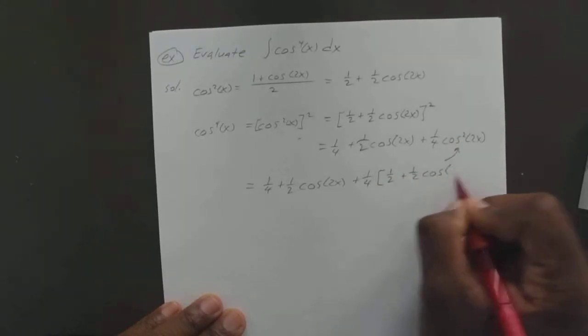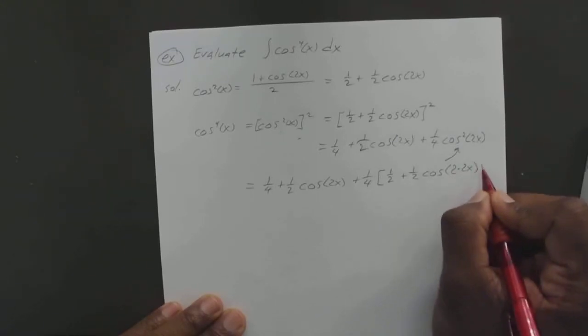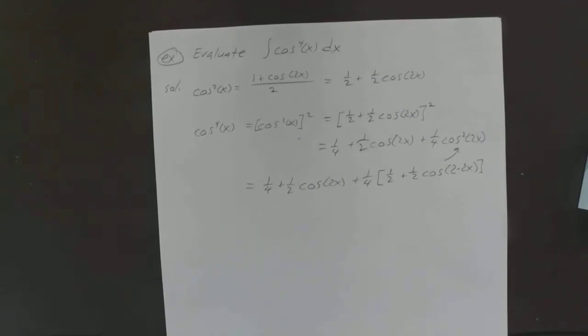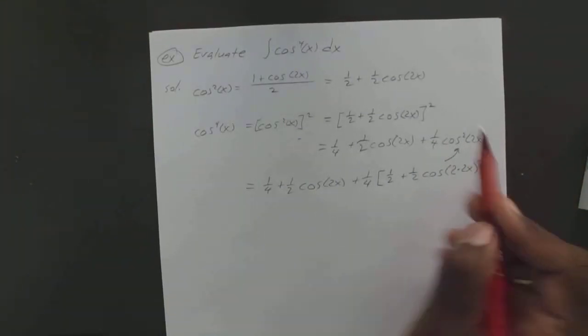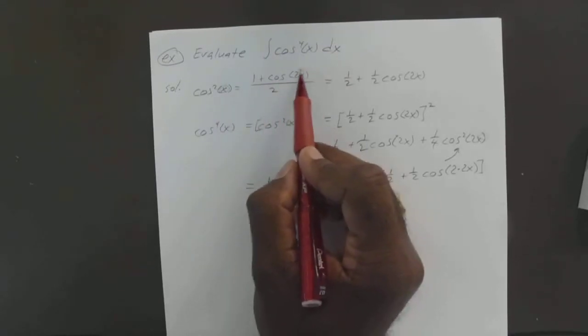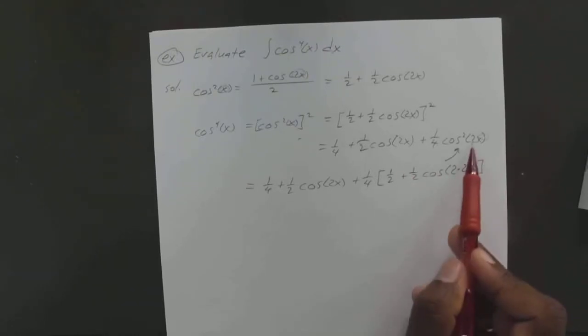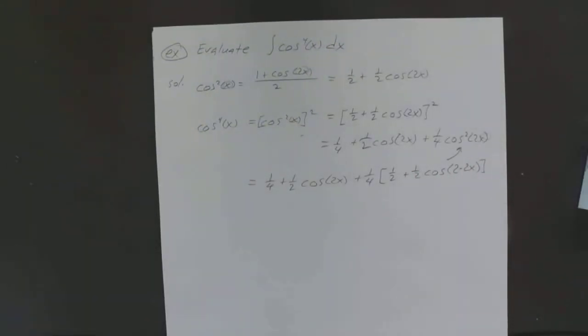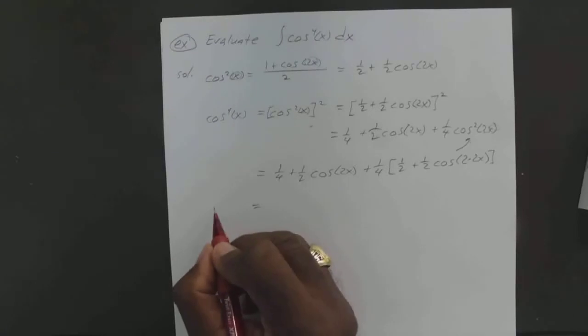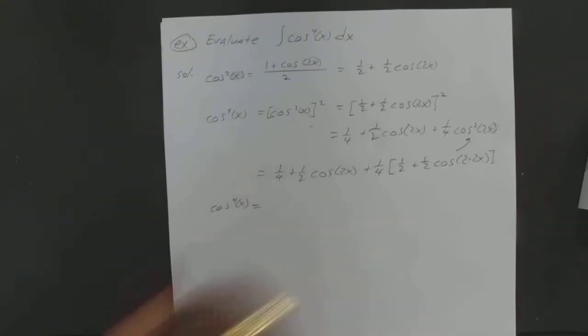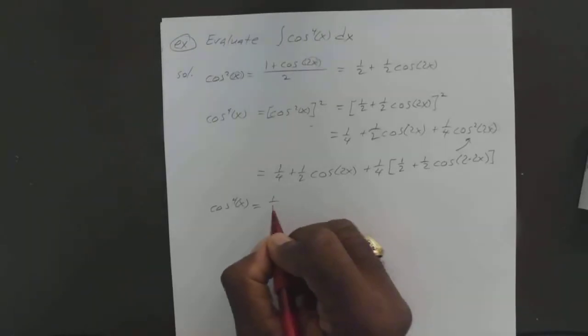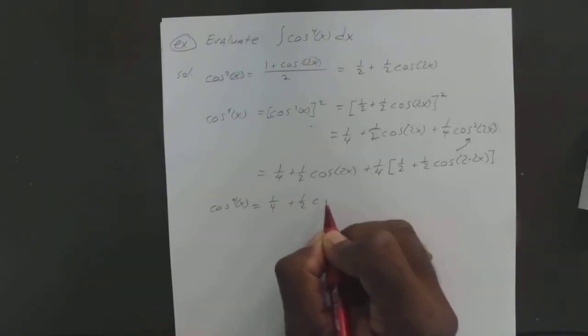So you have 1/4 plus 1/2 cosine of 2x plus 1/4 times 1/2 plus 1/2 cosine of 2 times 2x. Remember, this is cosine of 2x. That x right here became 2x. So if you multiply what's in here by 2 again, you end up with 4x. If you did that again, you end up with 8x, and it'll just keep multiplying by 2. Yeah, exactly. It just keeps on going.